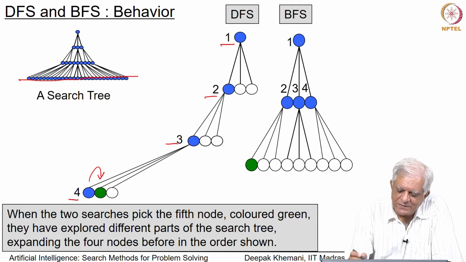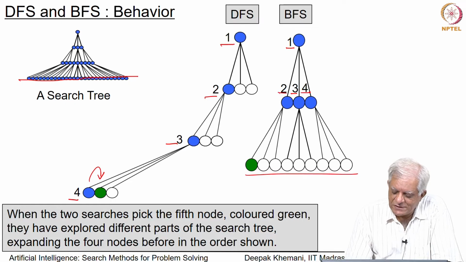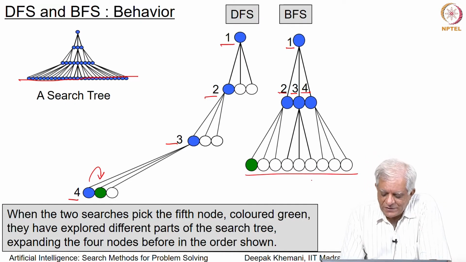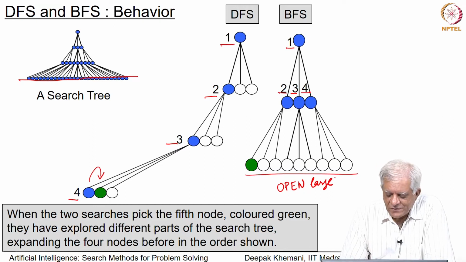Breadth first search, as we have already said, goes down level by level. It looks at this node 1, then 2, then 3, then 4. By the time it has finished generating 2, 3 and 4, it has generated all the children of these 3 nodes, and as you can see, the size of open is large. In fact, we have observed that it is going to be exponential in nature.